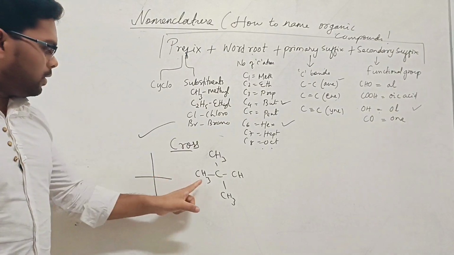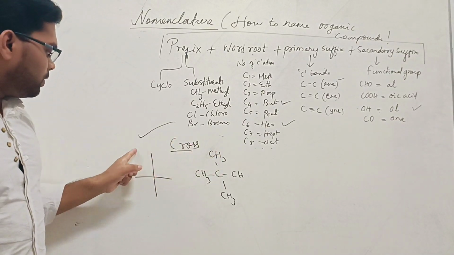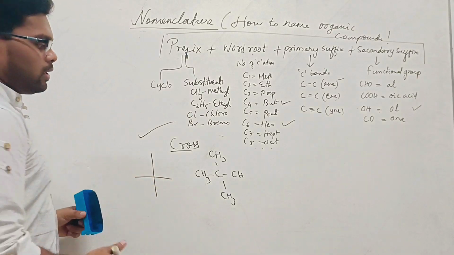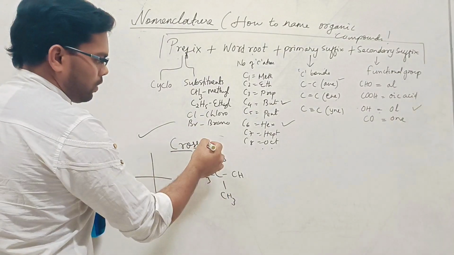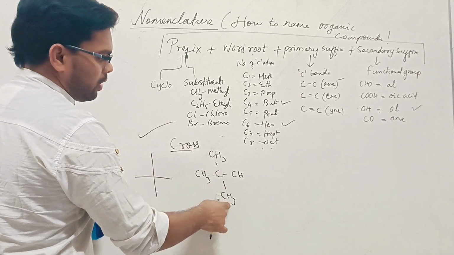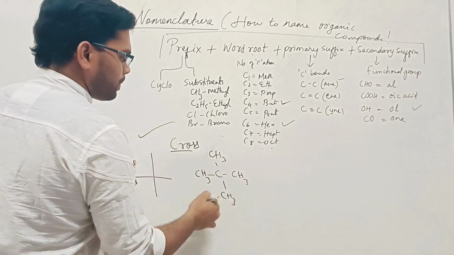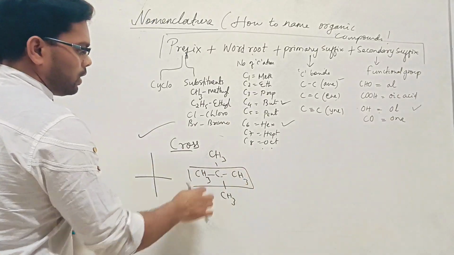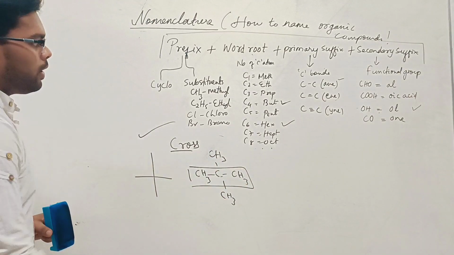So this will be the carbon. Then this will be the CH3 group, methyl group. This also methyl. This methyl. So here the long carbon chain. If you go this way, 1, 2, 3. This will be the long. Or if you go this way also long, 1, 2, 3. So this will be the parent chain. These two are substituents.